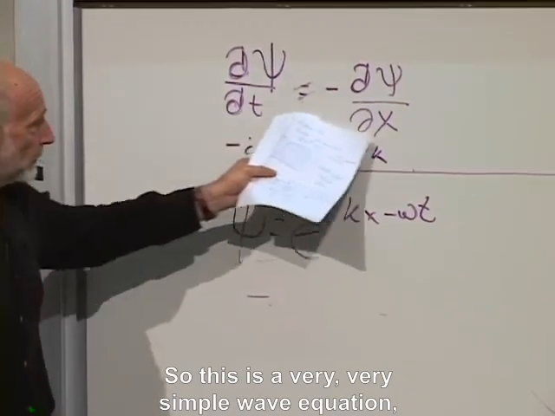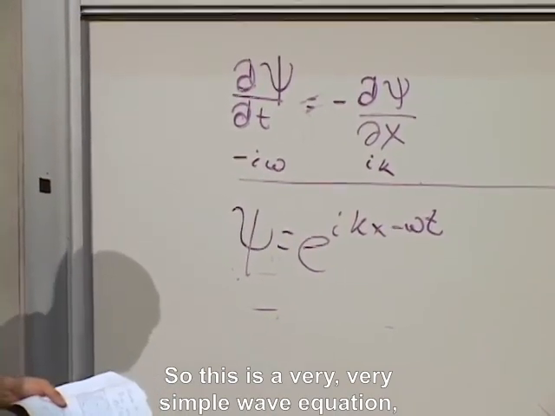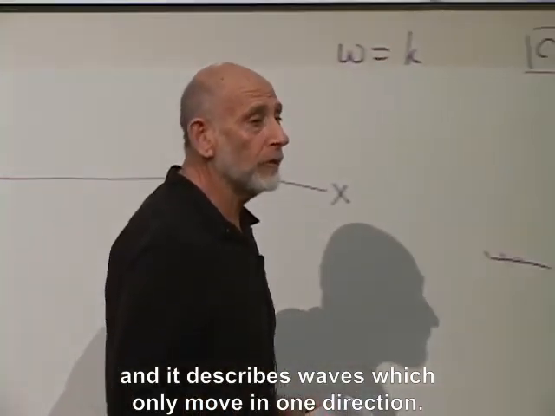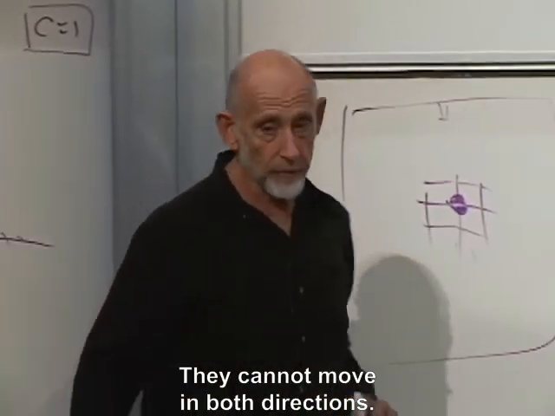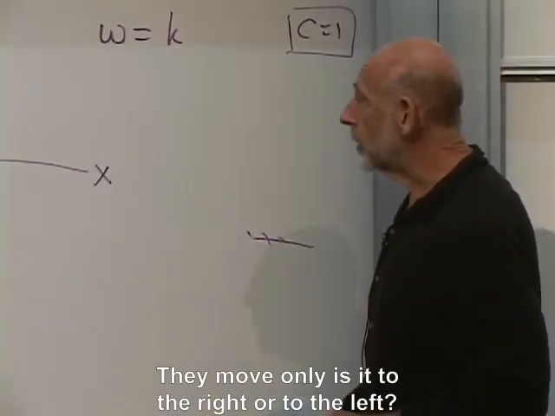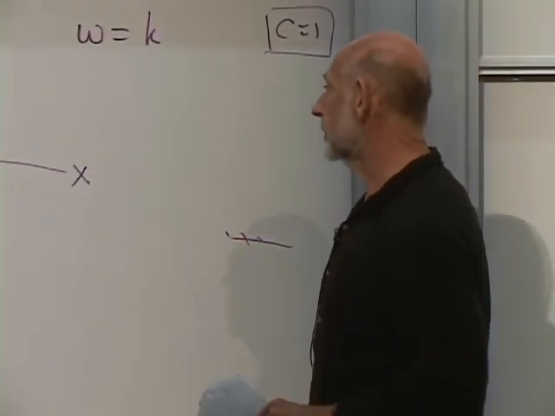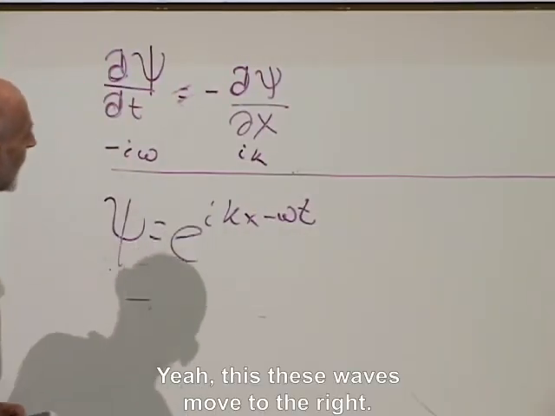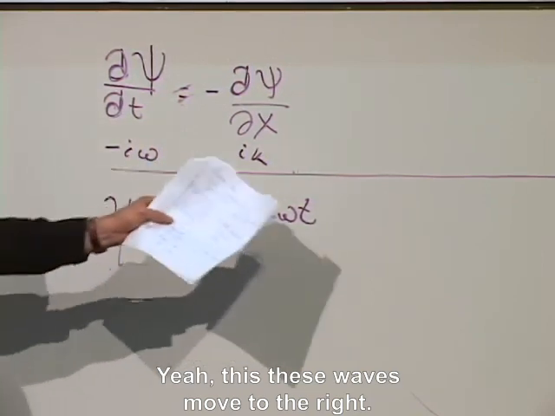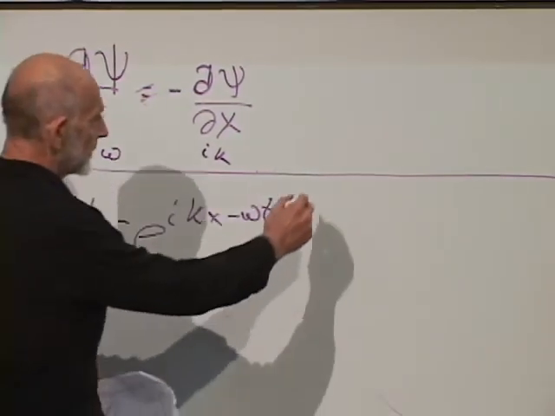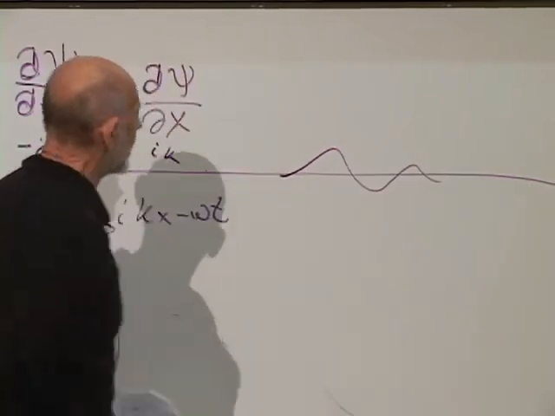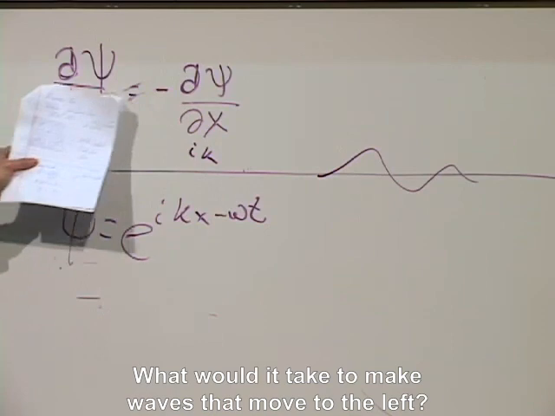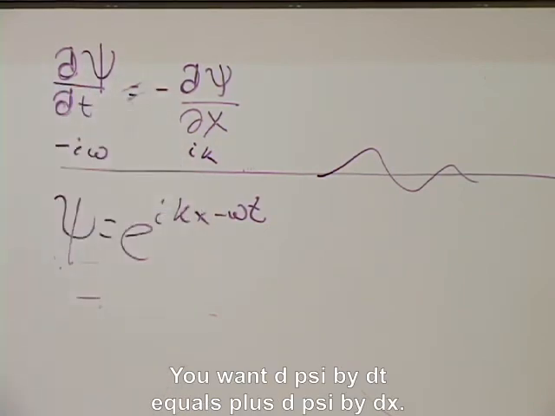All right, so this is a very, very simple wave equation, and it describes waves which only move in one direction. They cannot move in both directions. They move only, is it to the right or to the left? Yeah, these waves move to the right. What would it take to make waves that move to the left? You'd want d psi by dt equals plus d psi by dx.